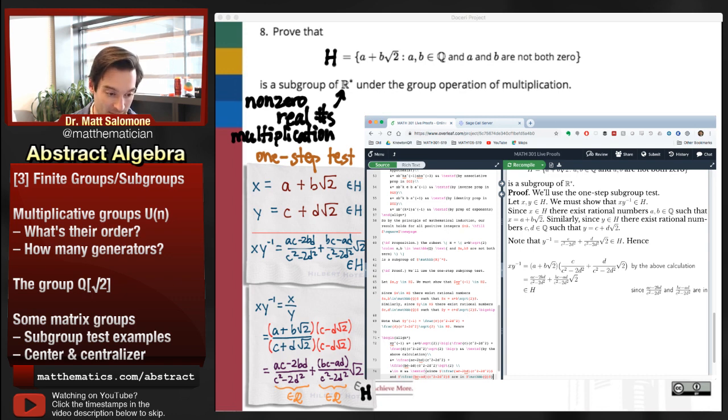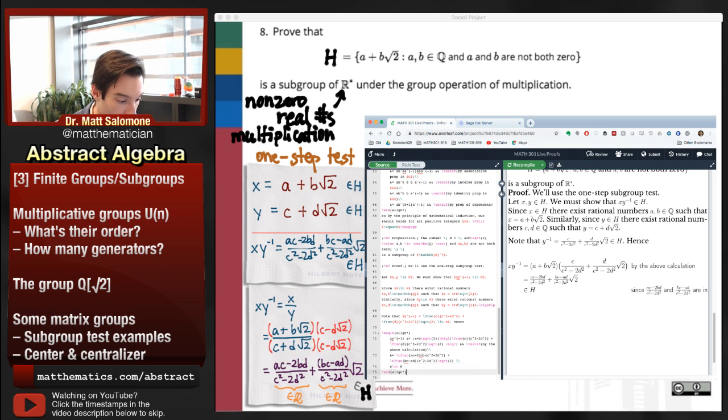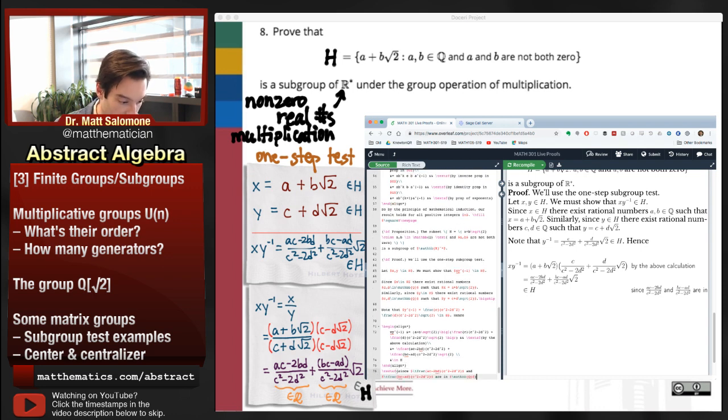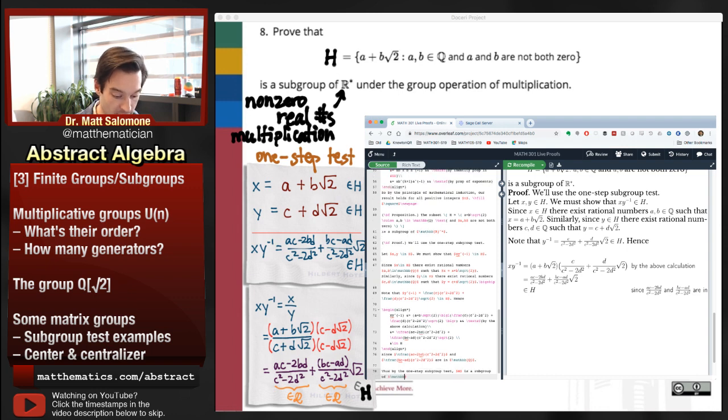Maybe because it didn't fit on the screen, let me just put this part down below the proof. And that meets our burden of proof, thus by the one-step subgroup test, H is a subgroup of R star. And that concludes our proof.